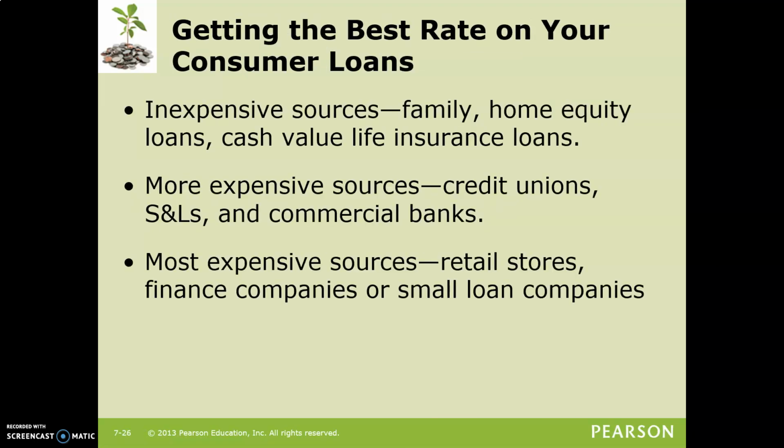So, getting the best rate on your consumer loan, you can get loans from inexpensive sources. You can borrow from your family, or home equity loans, cash value life insurance loans that you have, or you can get it from more expensive sources, from credit unions, savings and loan associations, that is banks or commercial banks. Or the most expensive sources are retail stores, finance companies, or small loan companies.